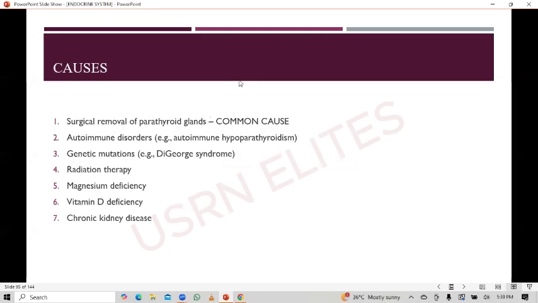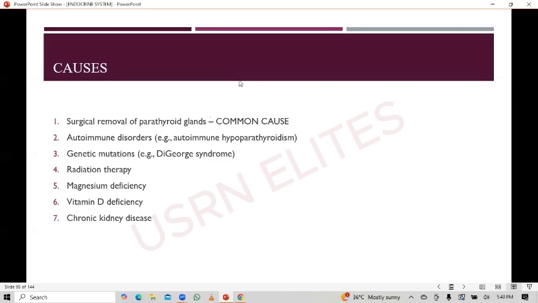All right. Then let's talk about the causes. I think the cause is the same as the types. The surgical removal of the parathyroid gland, that is the parathyroidectomy. That is the common cause. The moment the patient undergoes surgery and takes even one of the parathyroid glands, production of the parathyroid hormone will be affected.